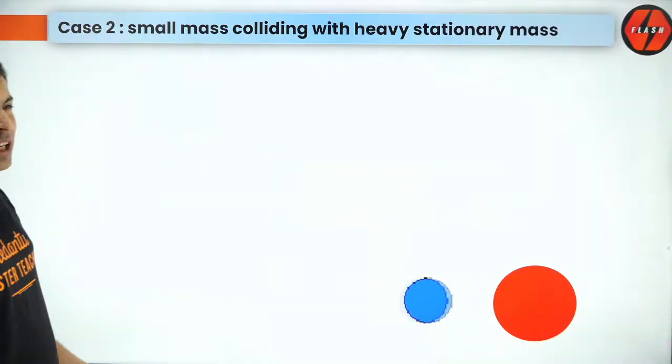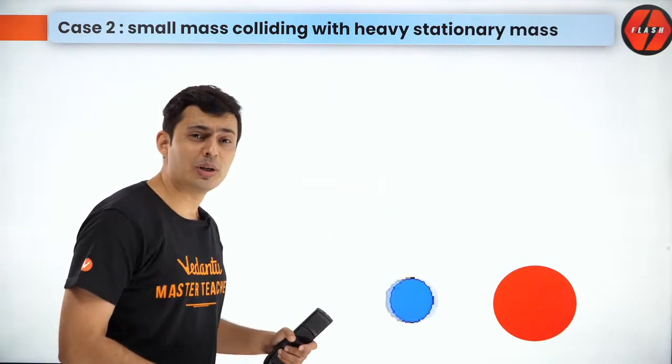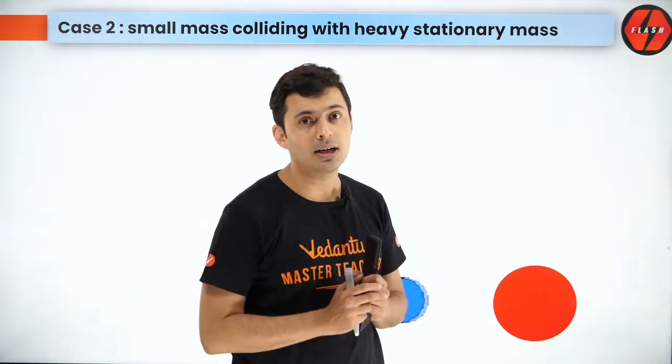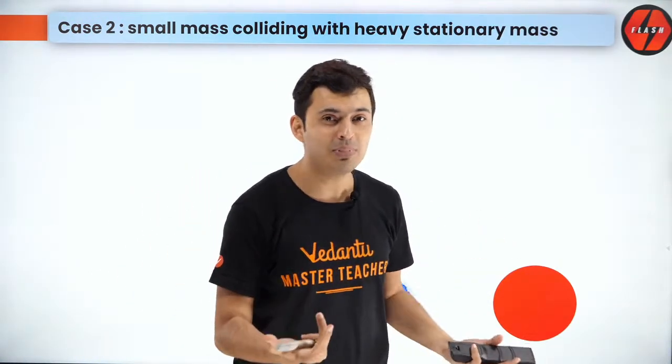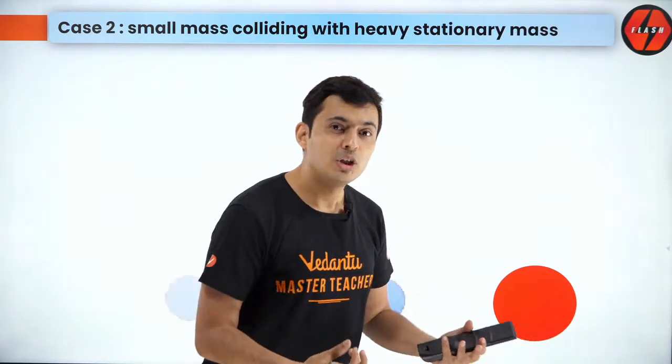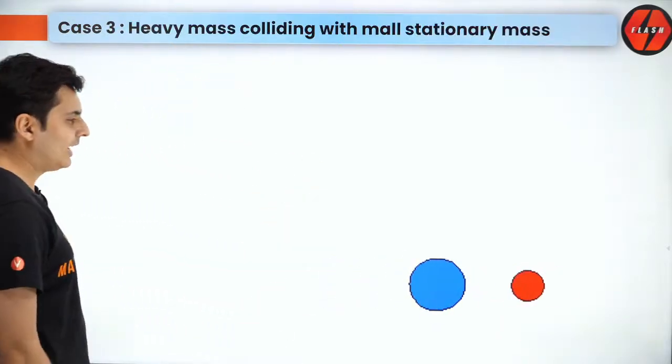Alright, next. Imagine your Motu friend comes running towards you. You have made him angry and you are standing there like this, and he comes and hits you. What will happen to you? You will just fly off. But with what speed?